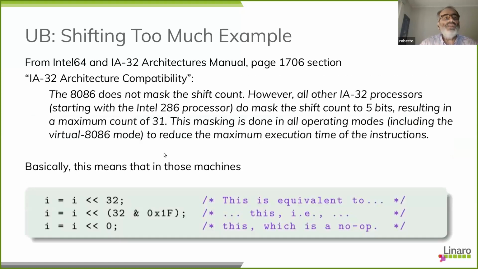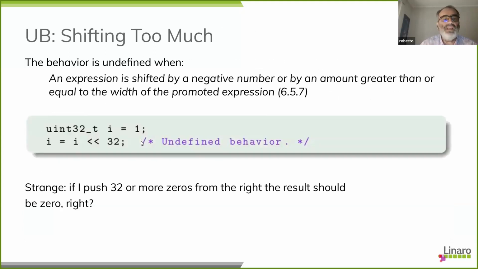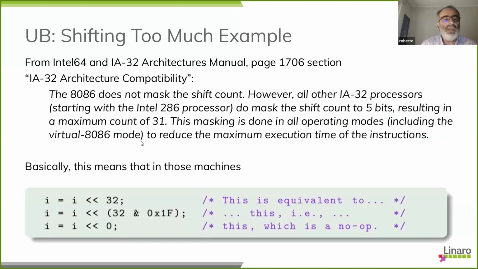Well, no, because on very popular architectures like the Intel architecture, the first thing that happens to the shift count is that it is masked. Only the 5 low-order bits are retained. And so on these machines, shifting 32 positions to the left is the same as shifting by 32 masked this way, which is the same as shifting by 0 positions, which is the same as doing nothing. So the value of i would remain unchanged on this machine. So before we said it should become 0, and now we say it should keep its value.